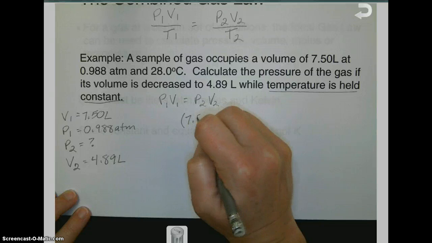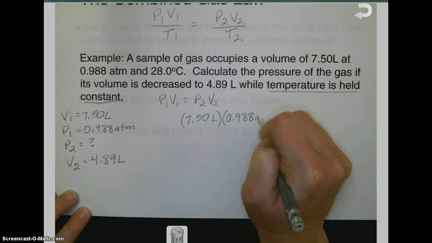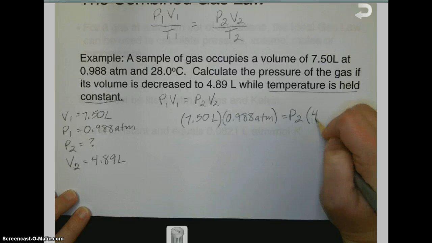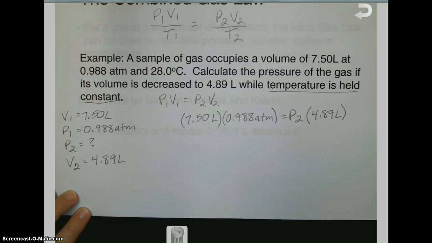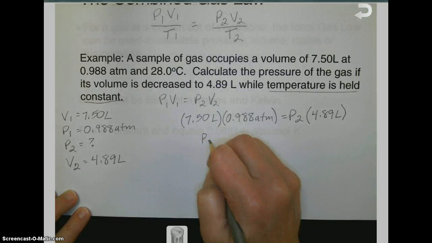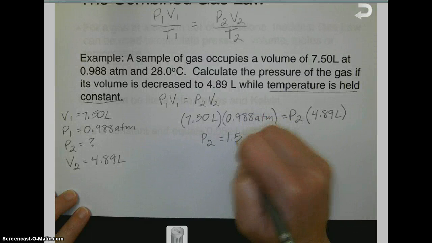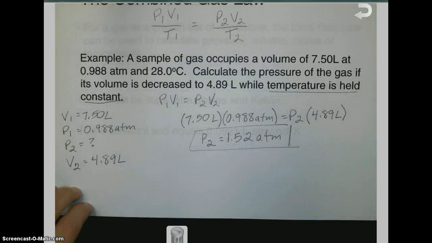So 7.50 liters times 0.988 atmospheres equals P2 times 4.89 liters. Okay, so when we solve for P2, we get 1.52 atmospheres. Now, does that make sense? We decreased the volume, so should the pressure have increased? Yes, it should have. So that makes sense with our calculations.